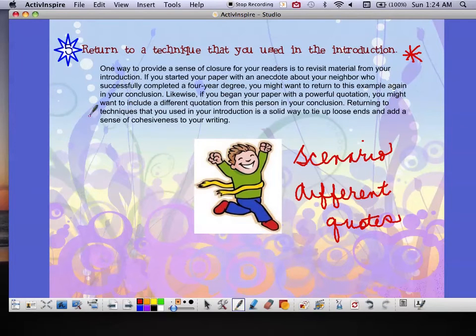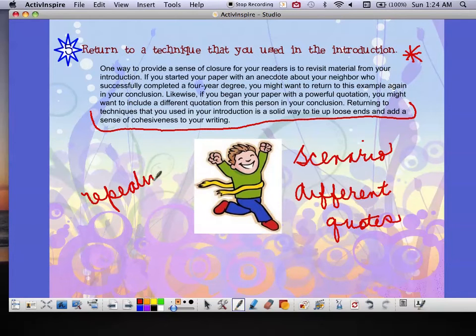Okay? If you return to those techniques that you used in your introduction, it's a really good way to tie up loose ends and to add to a sense of wholeness of your piece, as long as you remember that returning does not mean repeating. Okay? Repeating sounds like you just ran out of words and you don't have anything else to say.